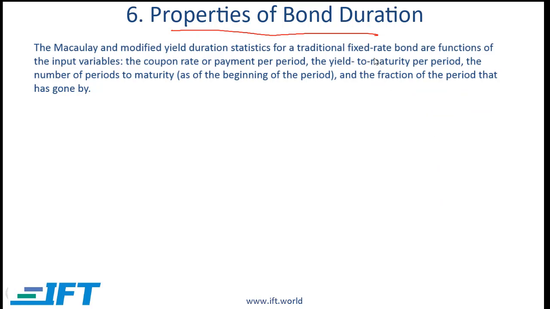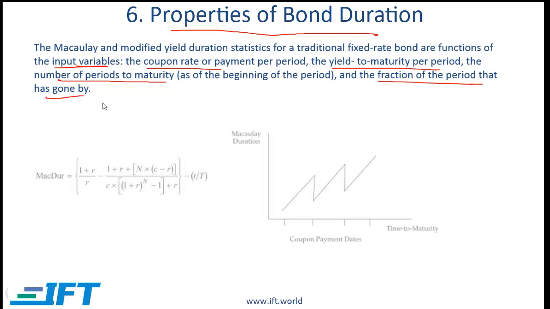Properties of bond duration. The Macaulay and modified yield duration statistics for a traditional fixed rate bond are functions of the input variables, and those input variables are the coupon rate, the YTM, the number of periods to maturity, and the fraction of the period that has gone by. Let us start with this item, the fraction of the period that has gone by. So what is the relationship between Macaulay duration and the fraction of the period that has gone by?